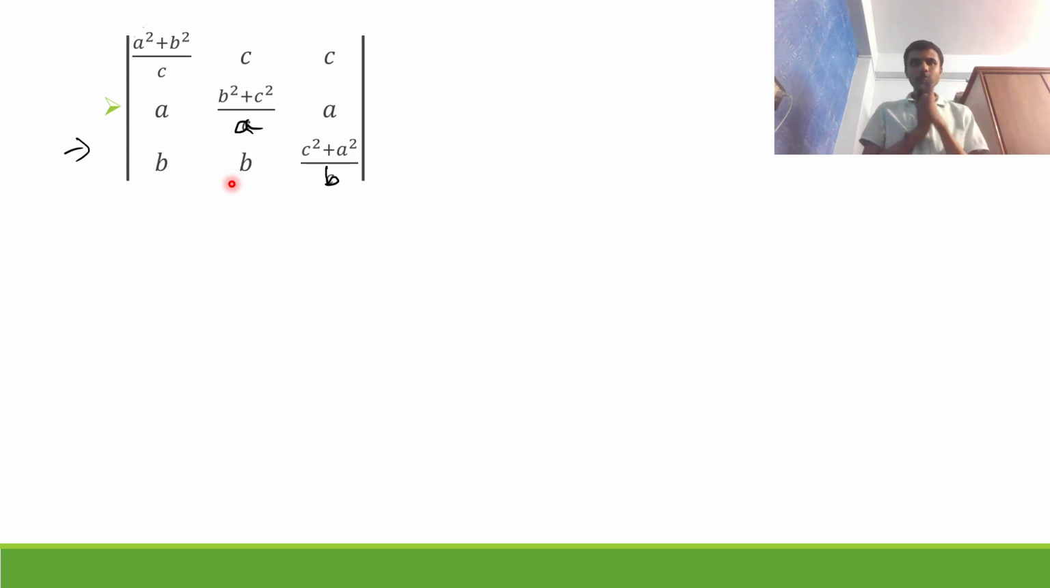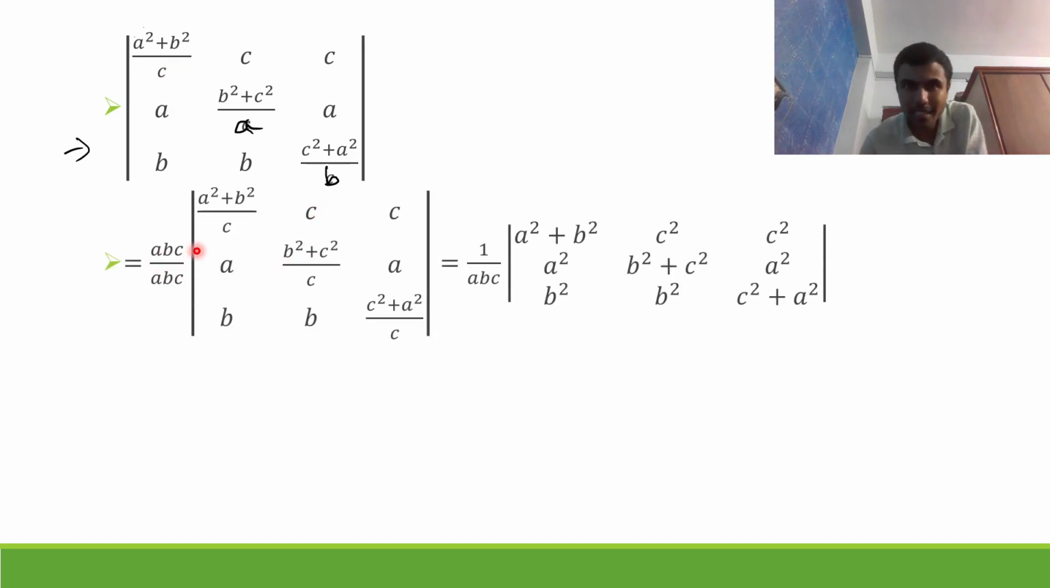Now what I'm going to do is try to eliminate this by C. How am I going to eliminate this by C? For that I need a C. I need to multiply with C to eliminate that by C, right? So what can I do? See this. Outside of the determinant, write ABC by ABC.